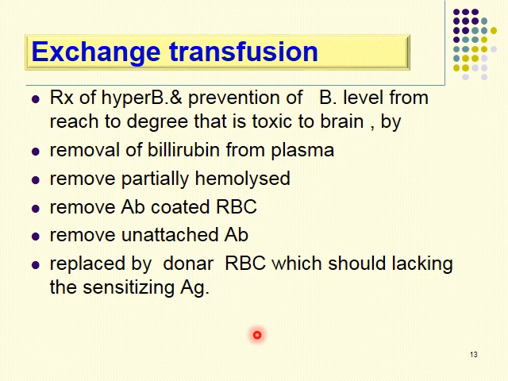Now we talk about the most important modality of treatment, which is very important for preventing the patient from developing kernicterus. By exchange transfusion, there is removal of bilirubin from plasma, removal of partially hemolyzed RBC, antibody-coated RBC, and removal of unattached antibody. These are replaced by donor RBC, which should lack the sensitizing antigen.